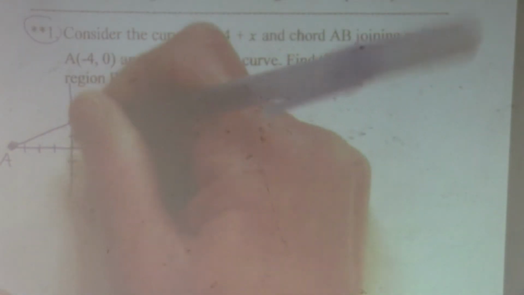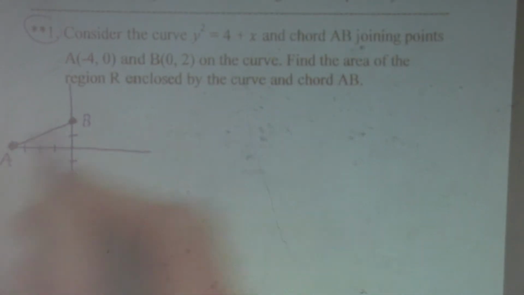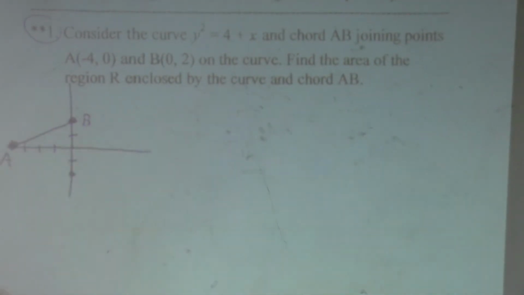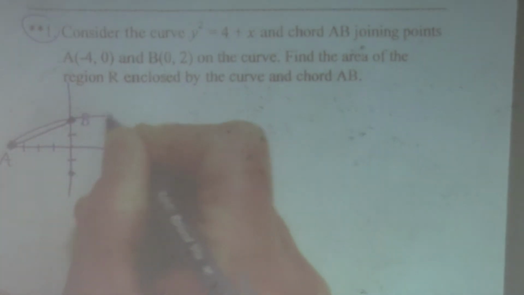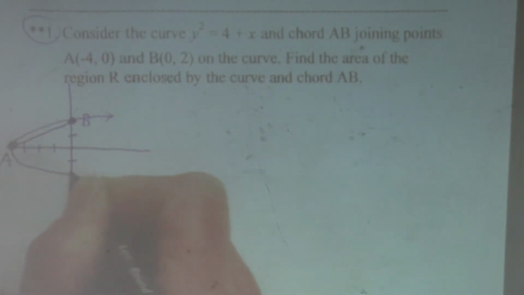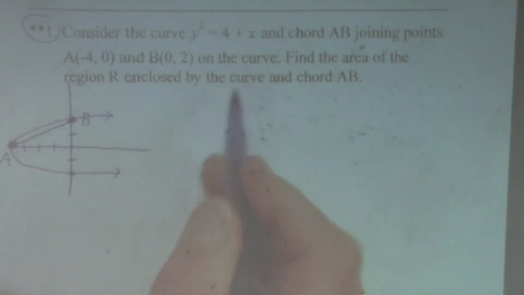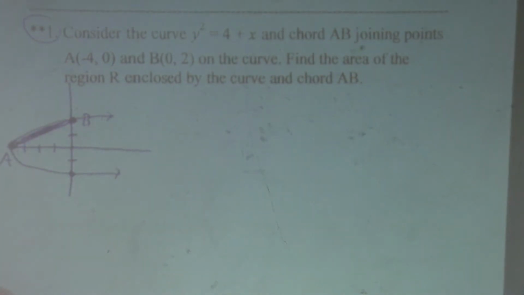So we think about that. Okay, when x is 0, y is positive or negative 2. And when x is negative 4, y squared would be 0, so y is 0. So when x is negative 4, y is 0. So I've got 3 points now. So I can see the shape of that parabola. And I got a little bit probably messy down there on that part. But that's okay because what we're interested in is the area of region R, which is enclosed by the curve and chord AB. So this is all I care about is that region right there. But there's that parabola opening to the right along with chord AB.